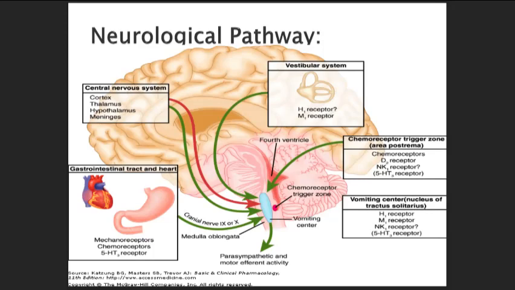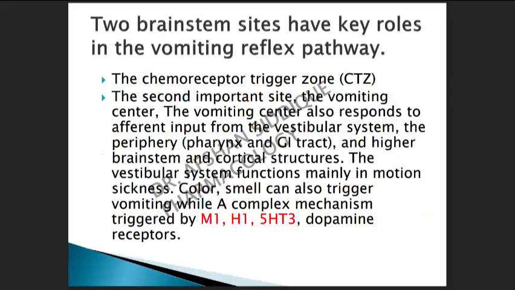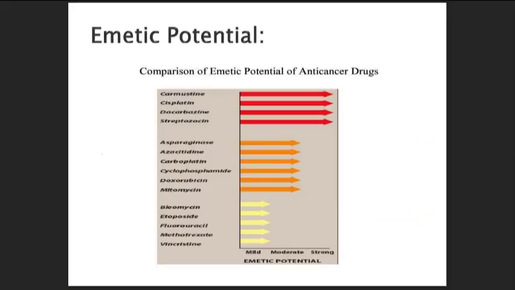Okay, so afferent inputs are controlling, and two regions, the vomiting center and the CTZ, are responsible for the genesis and production of vomiting. Now come to the emetic potential and classification of chemotherapeutic agents on the basis of their potential to induce emesis. This is in fact a new thing which I haven't taught you in the previous class. Okay? So there are different classes of chemotherapeutic agents.